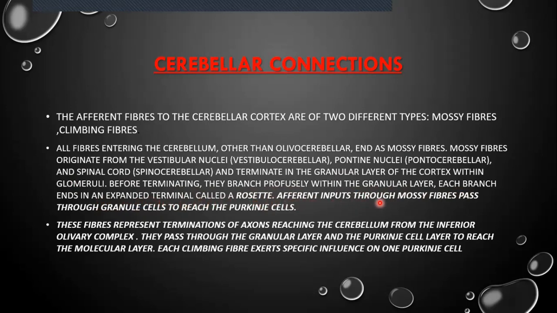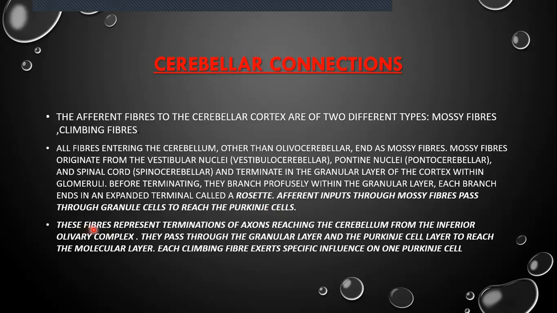Now, afferent inputs through mossy fibers pass through granule cells to reach the Purkinje cells. Remember, the dendrite of the granule cell synapses with the rosette in the cerebellar glomeruli. Then it will send its axon to the outer molecular layer, where the axon will synapse with the dendrites of Purkinje cells. I will show you that in a diagram and you will understand very easily. Now let's finish first here.